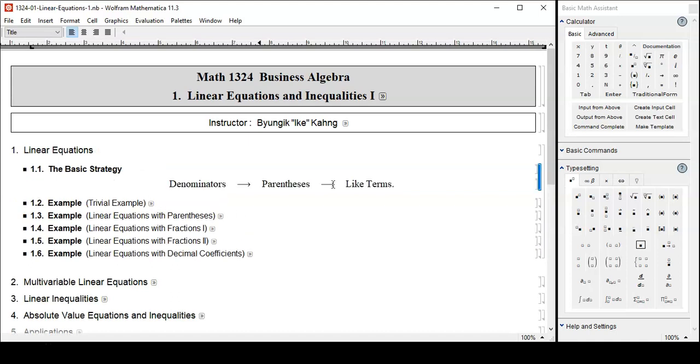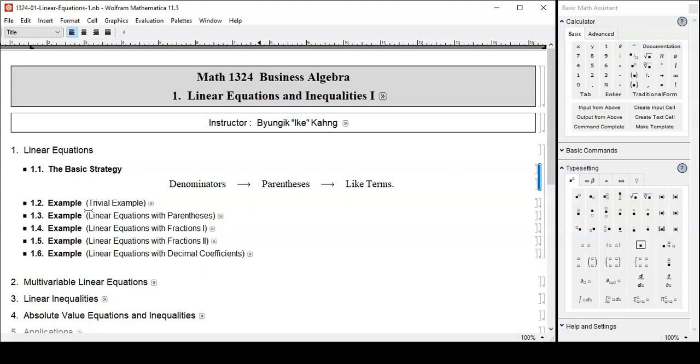Especially this first subsection, the basic strategy. Remember this order: denominators, parentheses, and like terms. That's the order. Step 1, denominators. Step 2, parentheses. And step 3, like terms. This applies not just to linear equations, but as a matter of fact, just about everything here in this course.